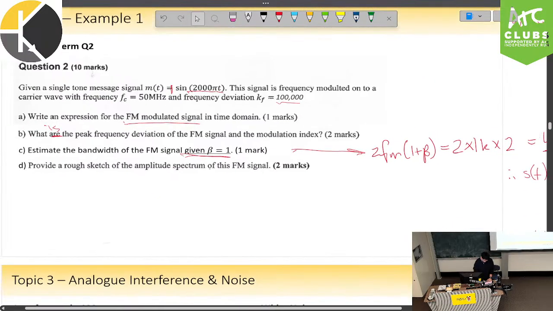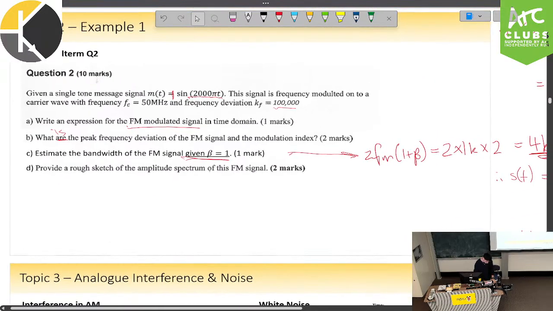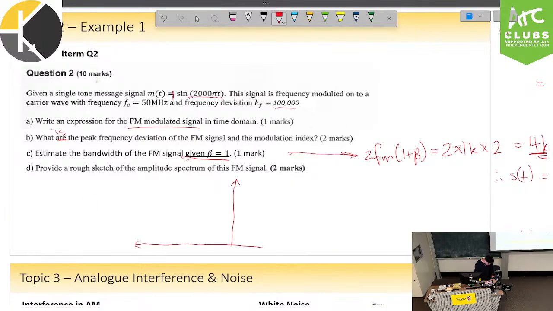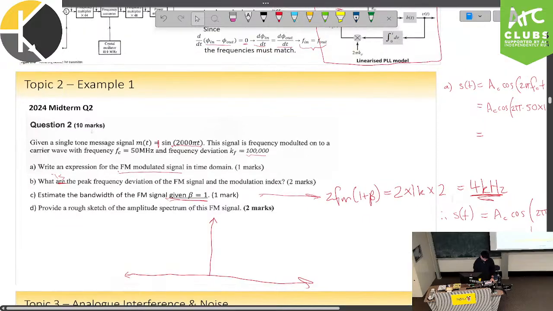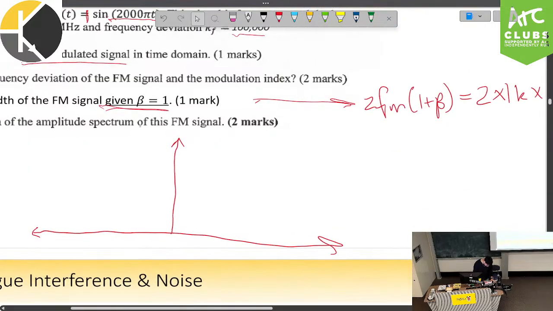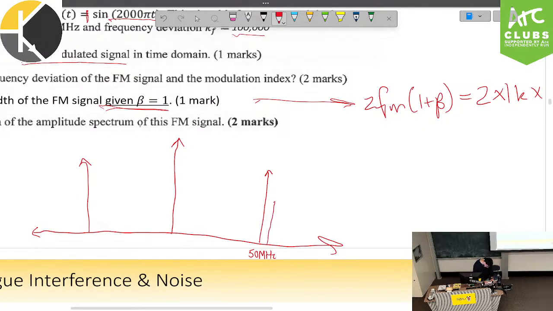Lastly, it asks us to produce a rough sketch for this FM signal. Since beta is 1, this means we will have a wideband FM signal. So I would first denote the carrier frequency we have. The carrier frequency being 15 megahertz. And then we would have sidebands corresponding to the values that we are given by the Bessel function.